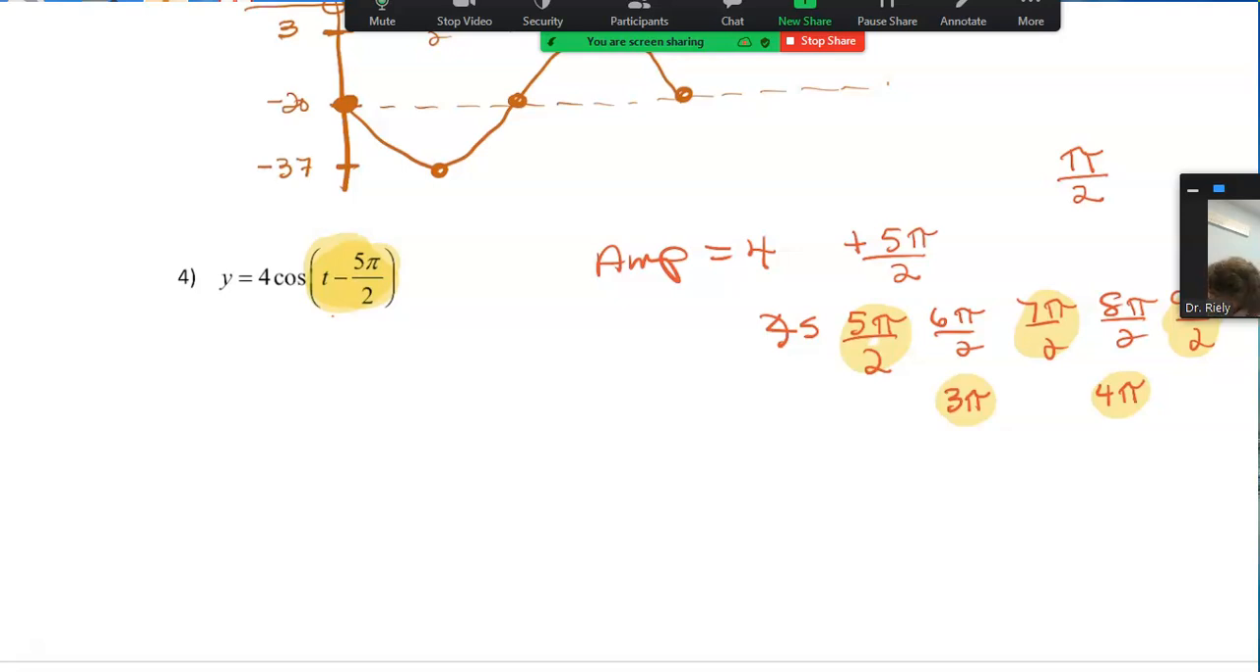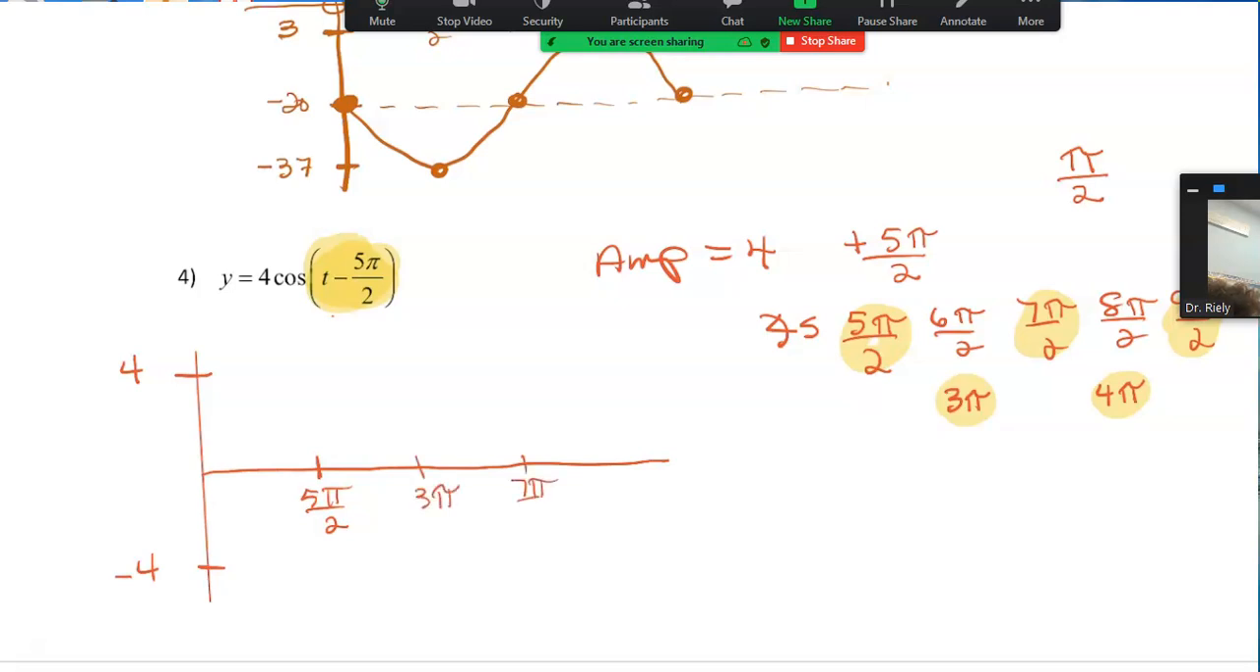Okay, now let's draw our shape. So it's a cosine. It only has an amp change. So on that y-axis, I still have my central line. That's still at 0. And my amp is, my y values are positive 4 and negative 4. Now do my angles. I'm going to start here, 5π/2, 3π, 7π/2, 4π, and the last one will be 9π/2.